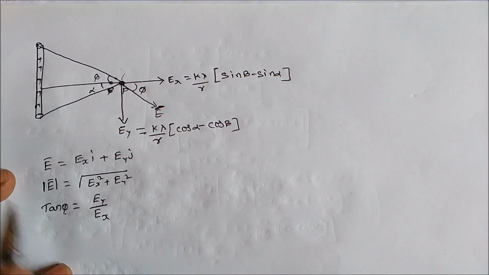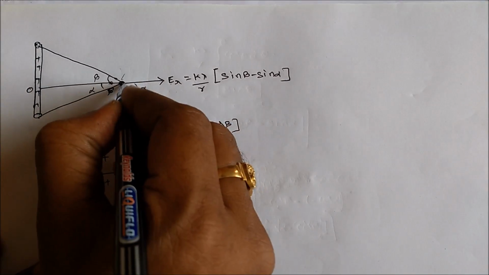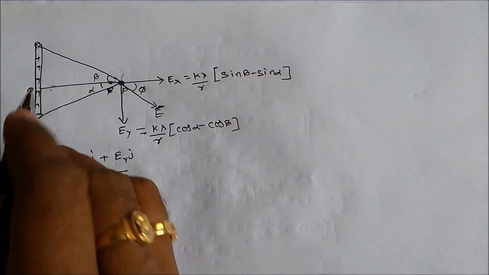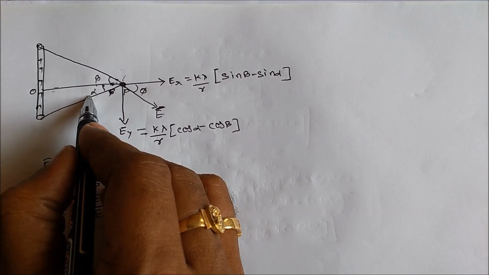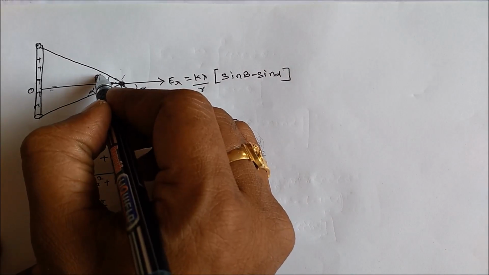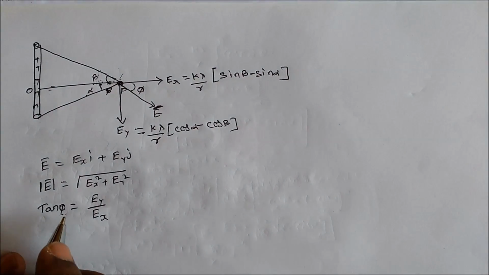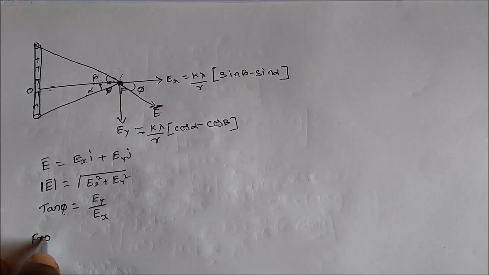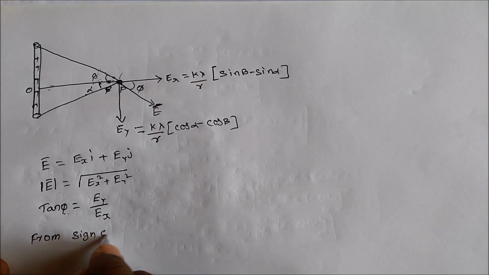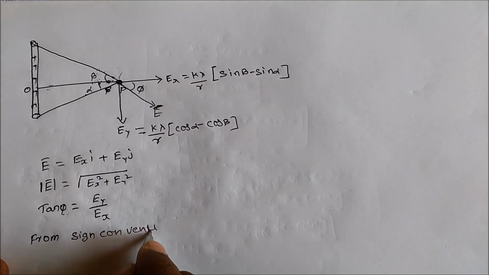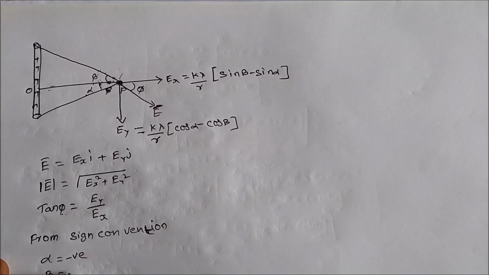Now while using this formula you have to follow the sign convention. What is the sign convention? Here this OP we have taken as a reference line. If you measure the angle in a downward direction to the reference line, that angle we have to consider as a negative angle, and the beta angle is above the reference line, so that's why we have to take this beta as positive. From the sign convention, alpha is here negative and beta is positive.